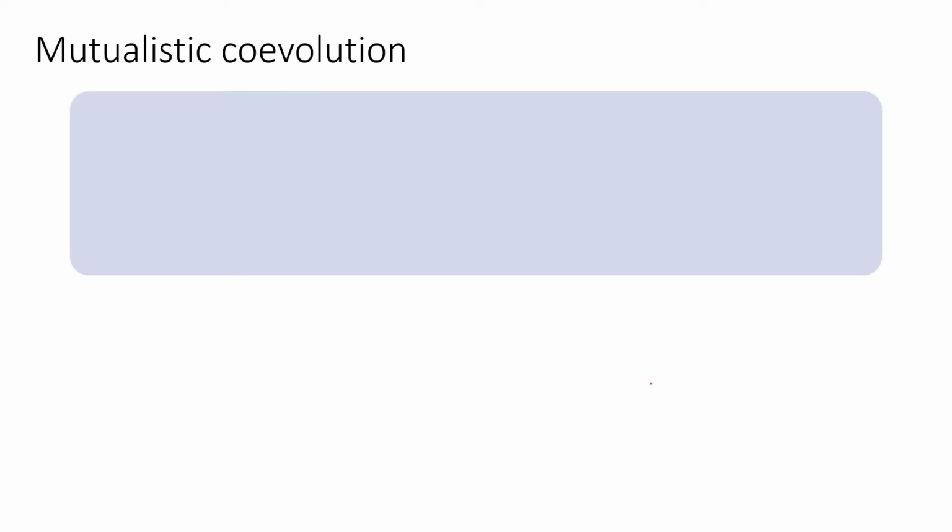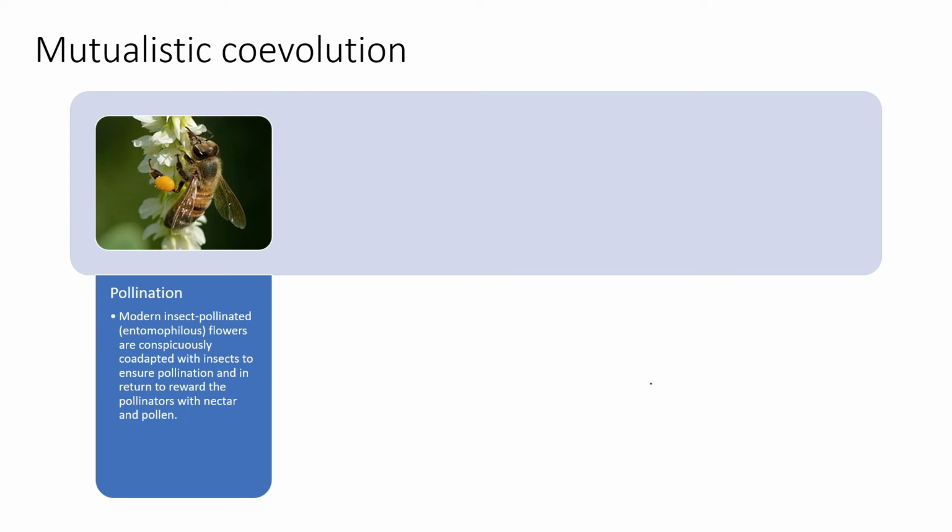Then comes mutualistic coevolution, where both of them are benefiting. Because both of them are dependent or interdependent, both of them have to evolve together, right? One factor can be pollination, because the plant pollinates with the help of insects. So if the plant is evolving, the pollinators, the insects, have also evolved.